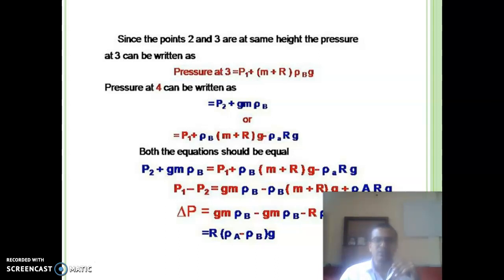So the final equation is delta P, change in pressure, is equal to R rho A minus rho B G, meaning the density difference times the acceleration due to gravity. So this is the simple equation by which we can find out the pressure difference with the help of a simple manometer.